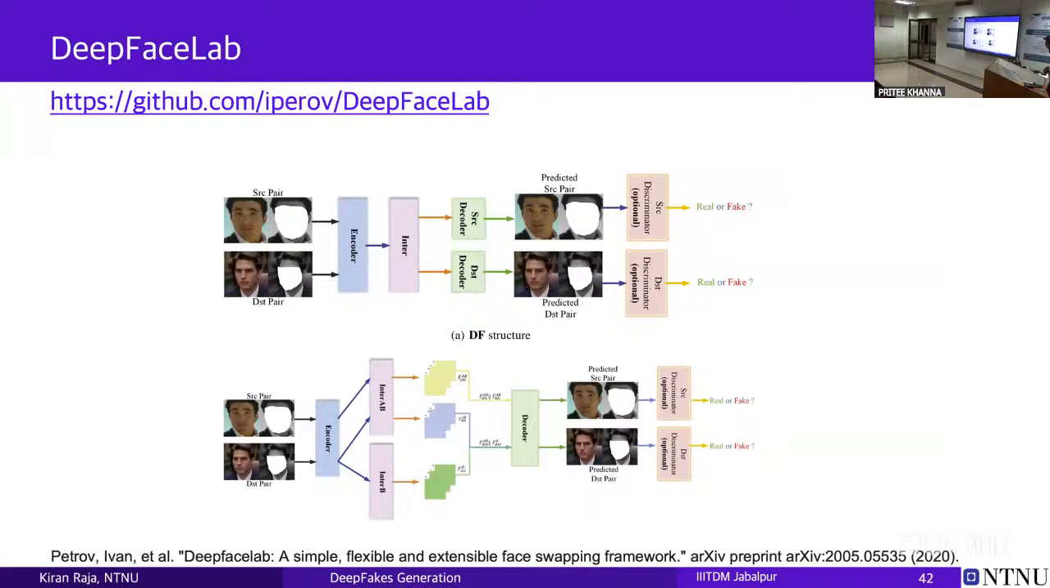Okay. So this is another code which was released in 2020. I think the paper was also published in the same year. And here the approach is much more elegant in the sense that you have the source pair and then you have the destination pair with the mask image and the mask. And then what you're learning is an encoder, and from the encoder you have an intermediate representation, and from the intermediate representation you are trying to predict the source pair, right?